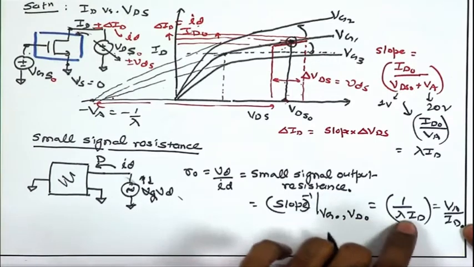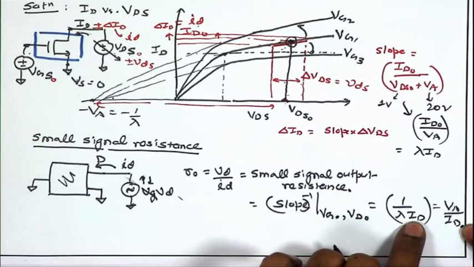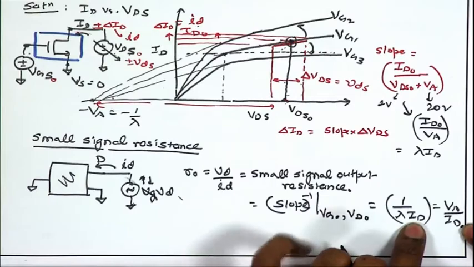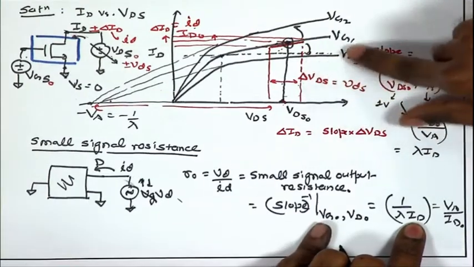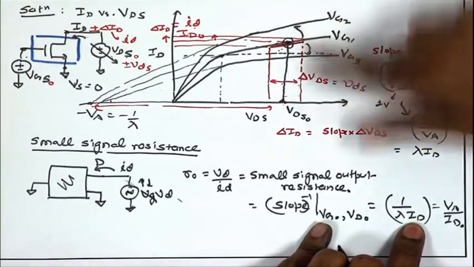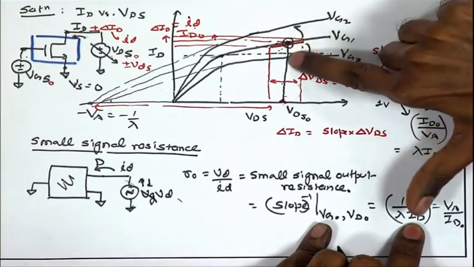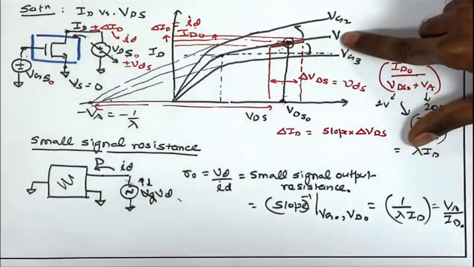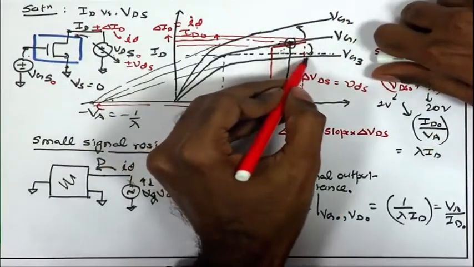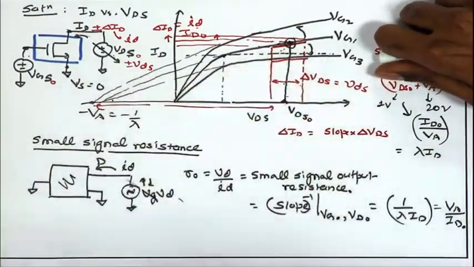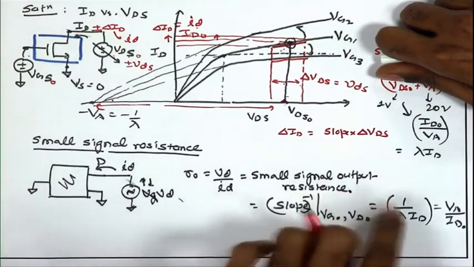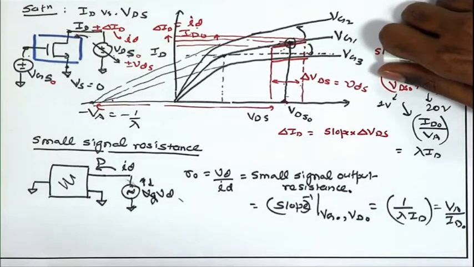So, we see that if you have smaller and smaller values of ID, the DC bias current, we have a smaller and smaller slope and hence higher and higher output impedance. That is evident from this graph also. VG1, VG2, VG3 are 3 different gate voltages, and if we lower the DC gate voltage to VG3, we see that the slope reduces and as a result the impedance increases.